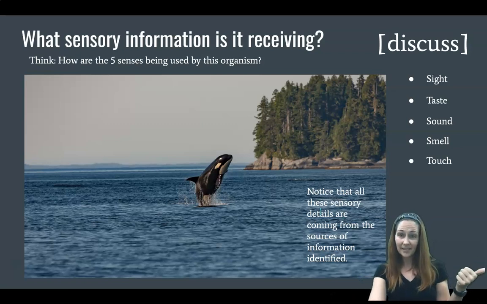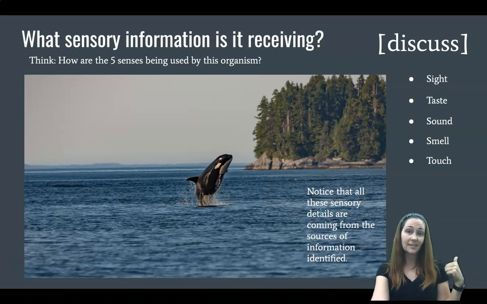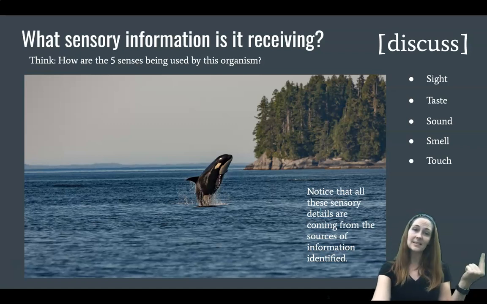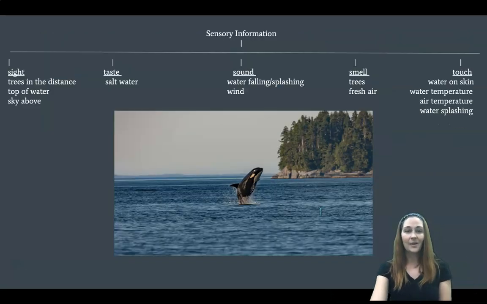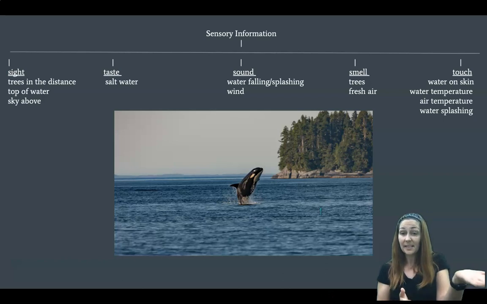So we identified the sources of information, the trees, the air, things like that, all in the photo. And now we've discussed the sensory details that this organism could possibly be using, right? Okay, so I went ahead and put this into a tree map. So here's our sensory information, everything we just talked about, right? Sight: trees in the distance, top of water, sky. I should have added in that it was sun, daytime, right? The sun. Taste is possible.